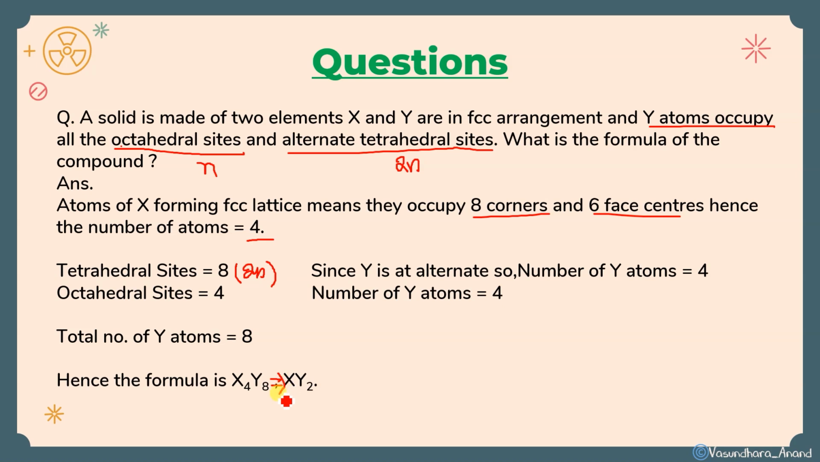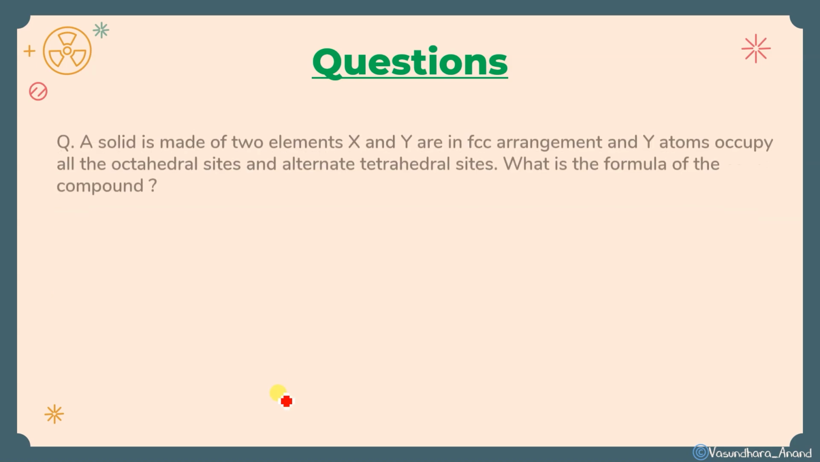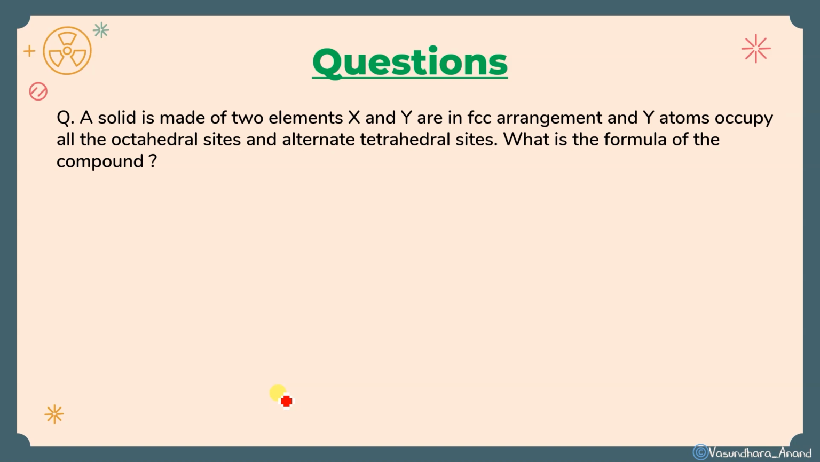Okay, so now let's move to the next question. The next question is: a solid is made up of two elements, X and Y, in an FCC arrangement. Again, the octahedral site, we have arranged this. So X and Y are in the FCC arrangement, and Y atoms occupy all the octahedral sites and the alternate tetrahedral sites. What is the formula? I think it is the same, sorry.